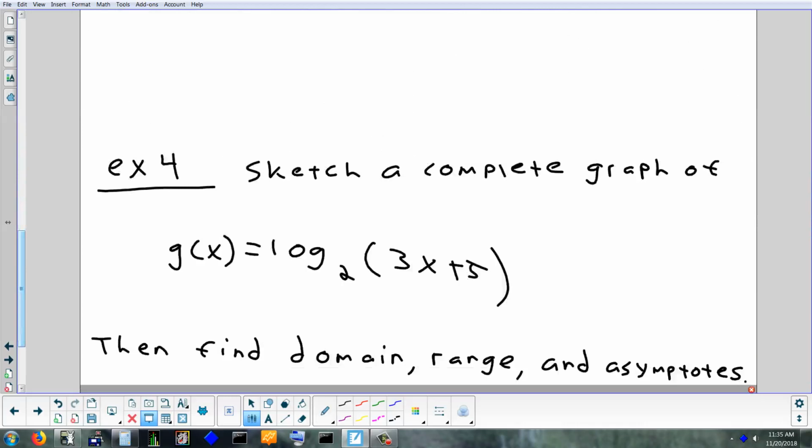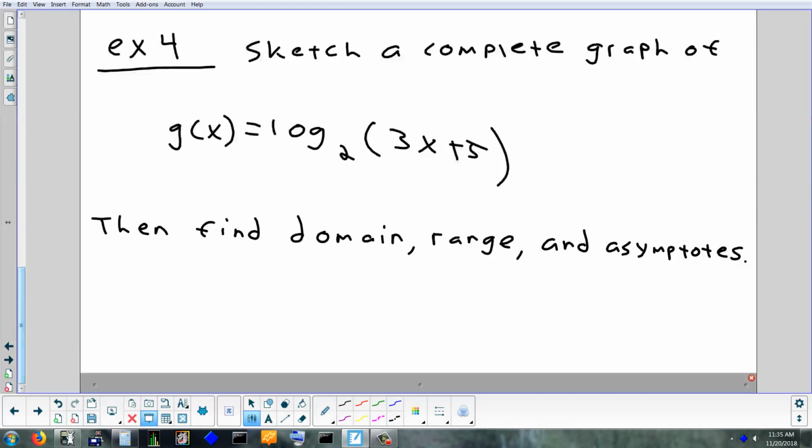All right, so first thing I'm going to do is find the asymptote. How do I find the asymptote? What's the equation that I set up? Yep. Set the argument to 0. Solve that, and that's the answer for your asymptote.